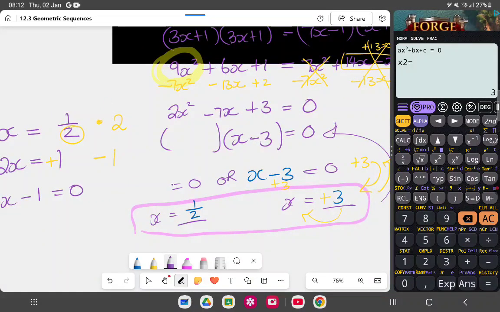And that's what we're saying here, equals 0. So 2x minus 1 equals 0. 2x minus 1. This is what your brackets look like. But this is your answer. X is either a half or x is 3. Those are the two possible values for x in this sequence.